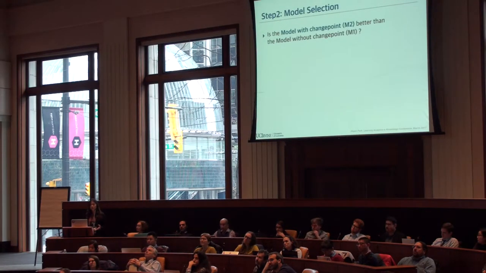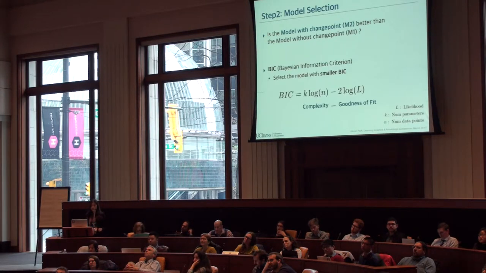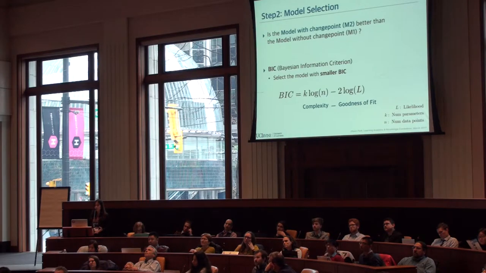And now we want to find out which model is better for each student's data. So does a model with a change point fit the data for the student better, or is the model without the change point better? As I said, we're going to use a criterion called Bayesian information criterion. So BIC, you can think of BIC as complexity minus the goodness of fit, where the complexity is proportional to the number of parameters that the model has, and the goodness of fit is the log likelihood.